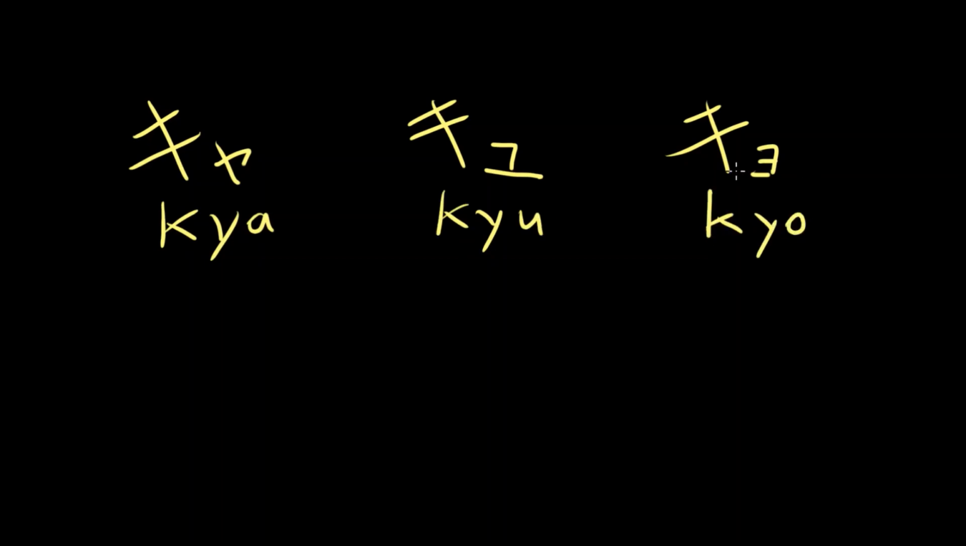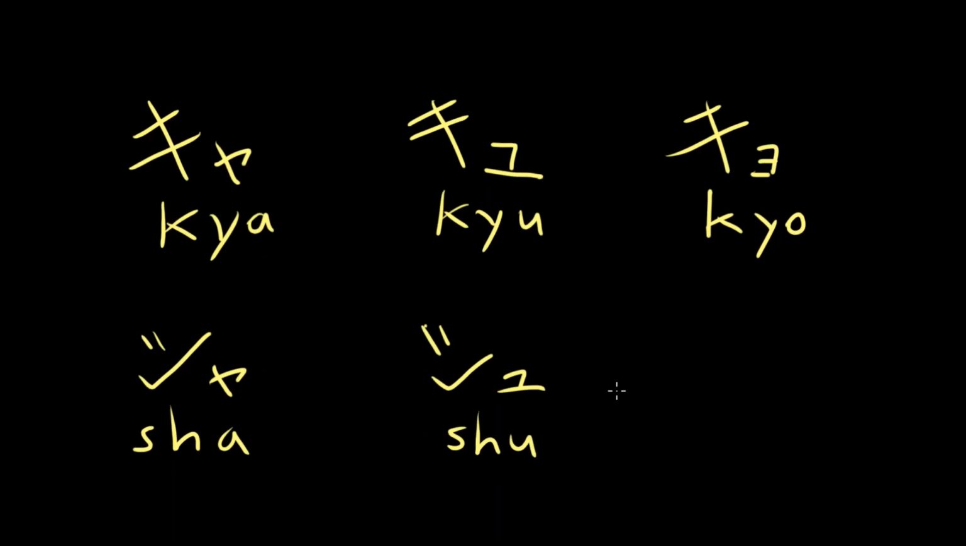Kya, kyu, kyo. And the sha, shu, and sho. And both of these rows can be modified. So let's do that.